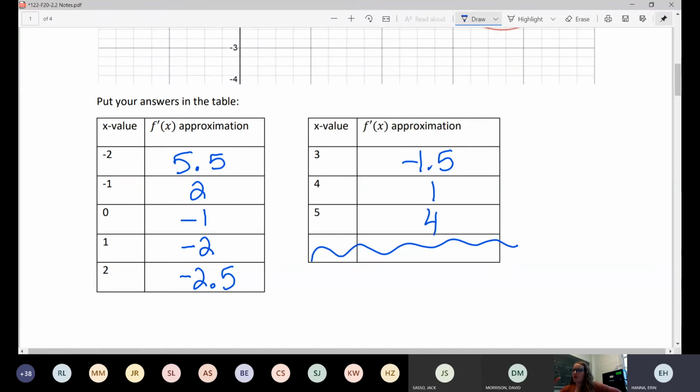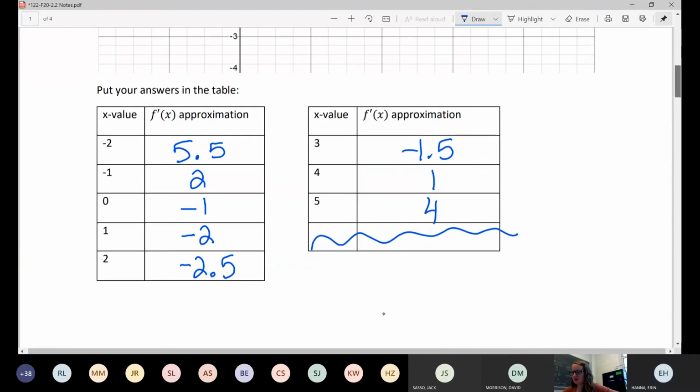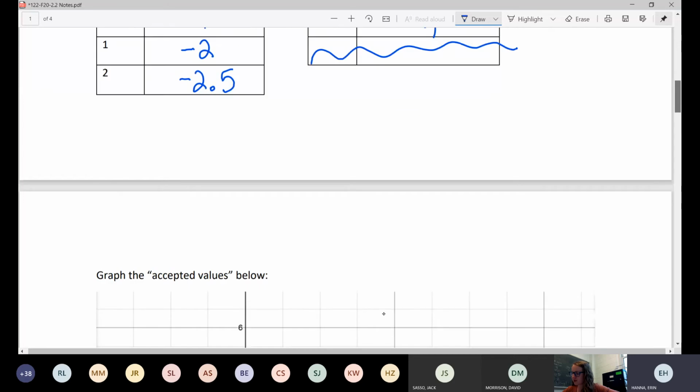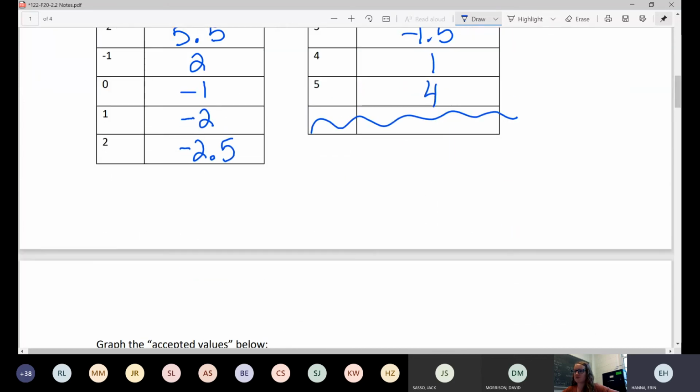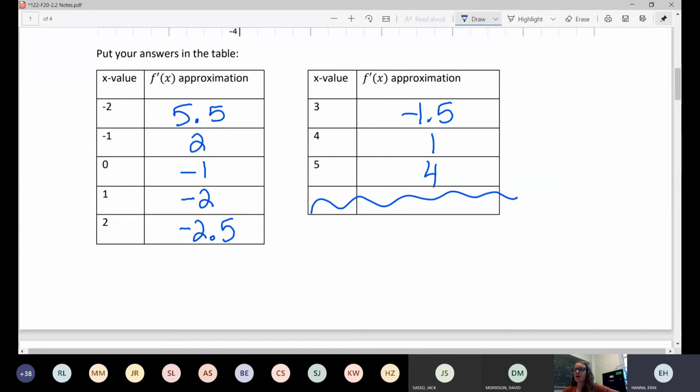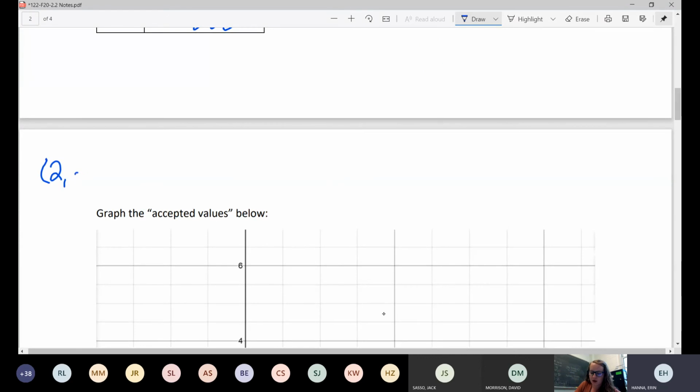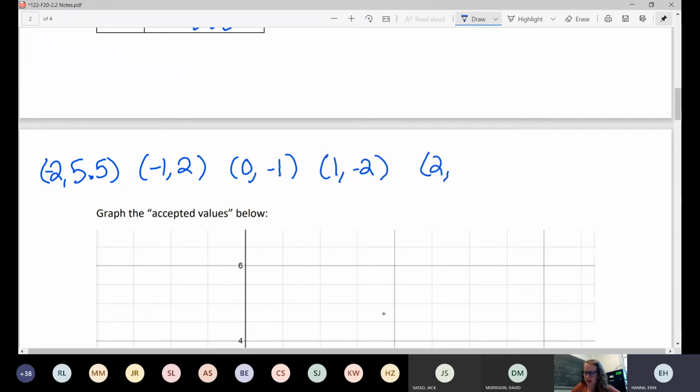If we find all of the slopes of those tangent lines, we could then graph our own function using these as points. So we can find a bunch of slopes and then plot our own function. So say I took all of these points, treating these as coordinate points. So I'm treating this as 2, 5.5 and -1, 2. Sorry, -2, 0, -1, 1, -2. So I'm taking the x values and the slopes of their tangent lines and creating new coordinate points from them.